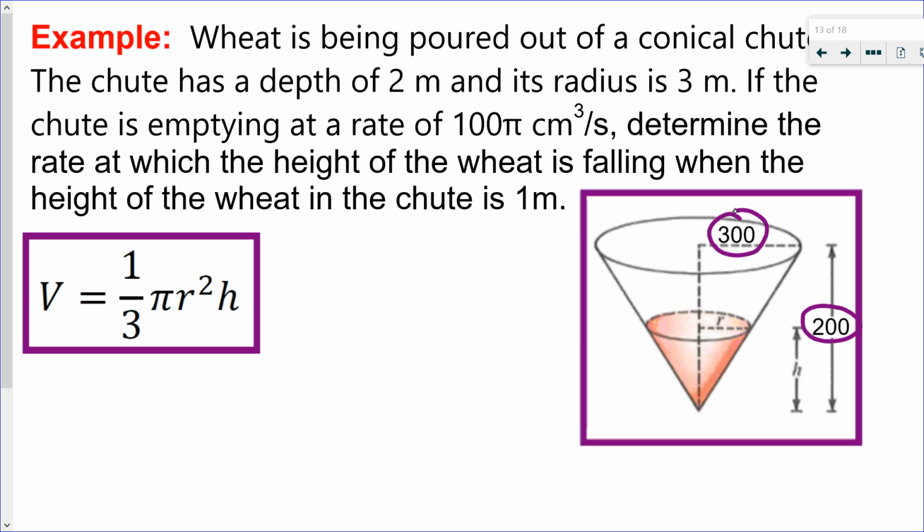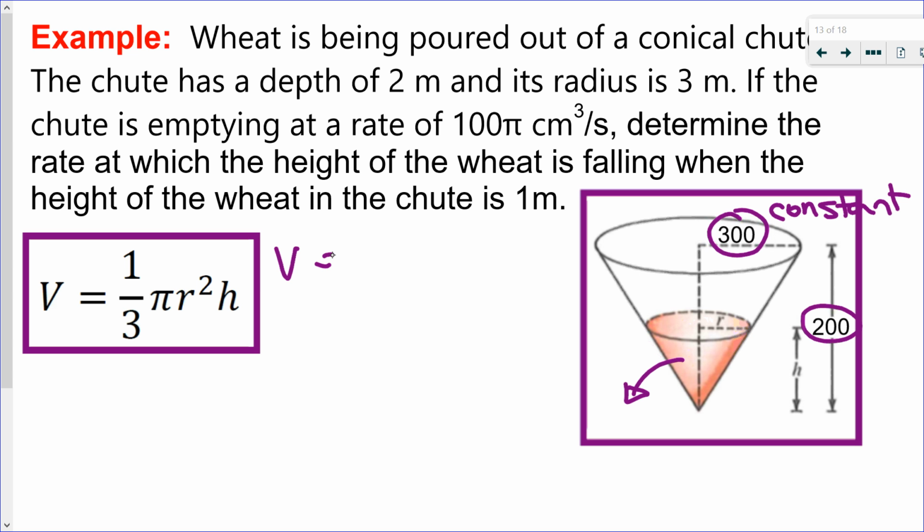Now, just like the last question, the 200 and the 300 are constant values. So these are not changing. They are the physical structure of the chute. So let's read this again and just note what we have. So the depth and the radius, those are constant, so I don't need to worry about those. Now it says the chute is emptying at a rate, so this volume is decreasing, so it's being poured out. So in this case here, my volume rate is negative.